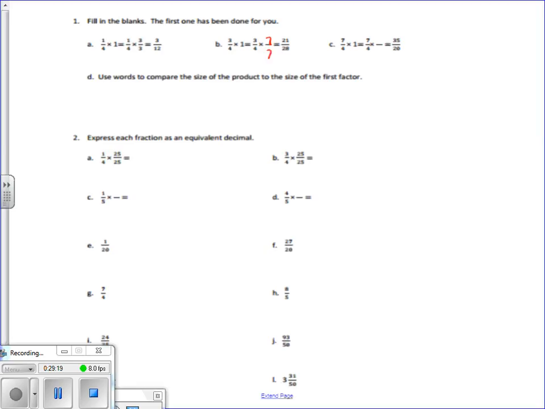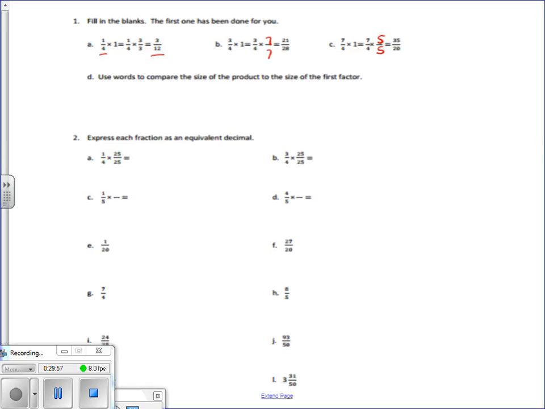Yes. Oh, I was confused at first. Alright, so really, all they're saying is use words to compare the size of the product to the size of the first factor. This is the product. This is the first factor. Product is the answer you get when you multiply.